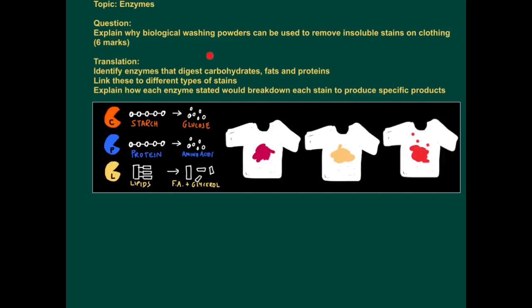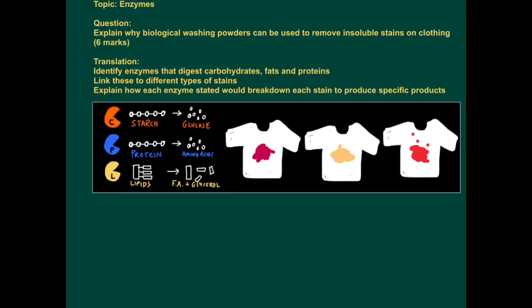So biological washing powders contain enzymes. So this is a question about enzymes. And insoluble stains are stains which are not dissolving in water because the molecules are just too large to dissolve in water. So really, we're talking about how enzymes can break up insoluble molecules into tiny, small, soluble ones which will easily dissolve in hot, warm water and get washed away in our washing machine.